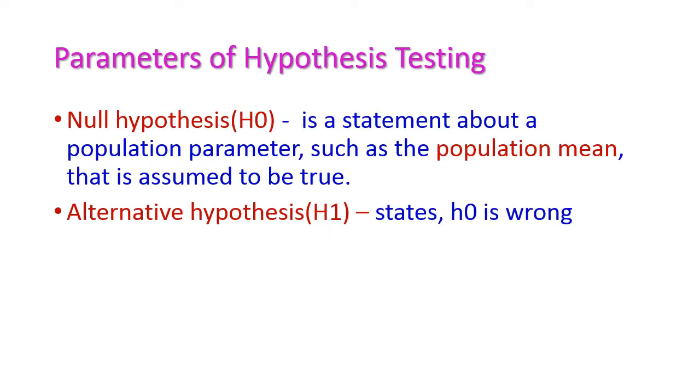The first one is null hypothesis indicated by H naught, and it is a statement about a population parameter, such as the population mean, that is assumed to be true. That is, if H naught is true, means the population mean is true, right? And next one is alternative hypothesis, which is exactly opposite to H naught. Okay, if H naught is true, then H1 becomes false. Otherwise, if H1 is true, then H naught will become false.